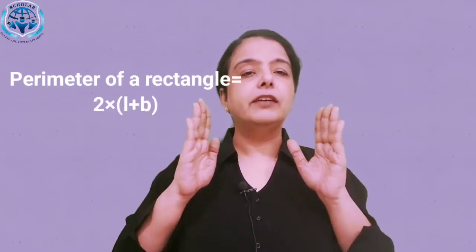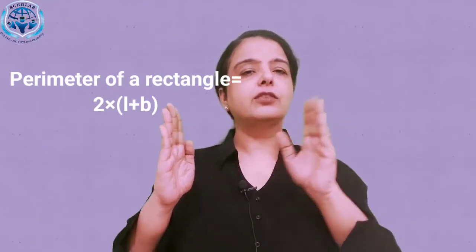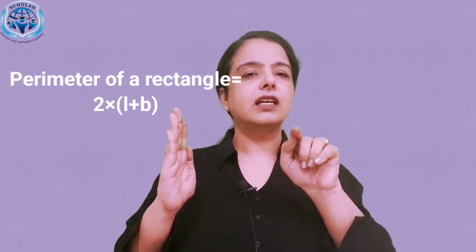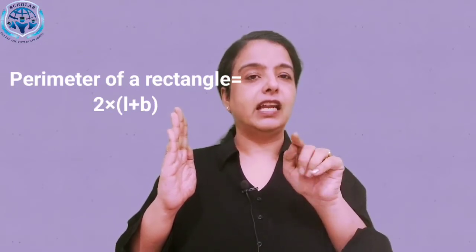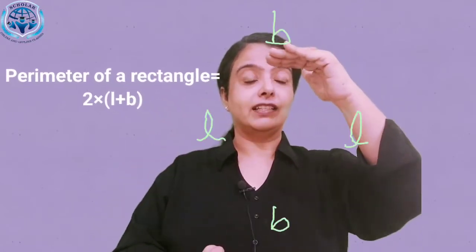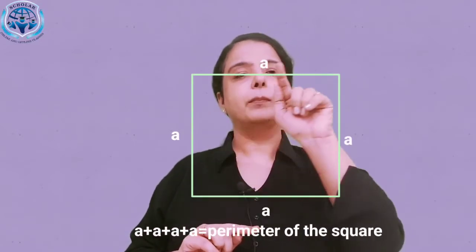The formula of perimeter of the rectangle is 2 into L plus B, because length and breadth are different in a rectangle. You can add up all the lengths and breadths, or you can multiply 2 with the sum of length plus breadth. That means 2 lengths and 2 breadths. In the same manner, the perimeter of a square is the sum of all the sides. If A is the side of the square, then A plus A plus A plus A.